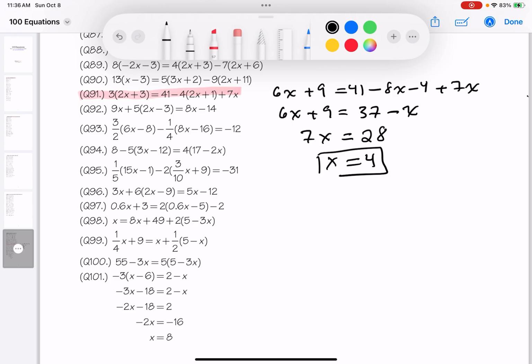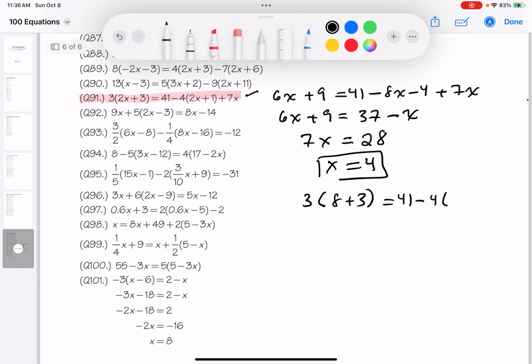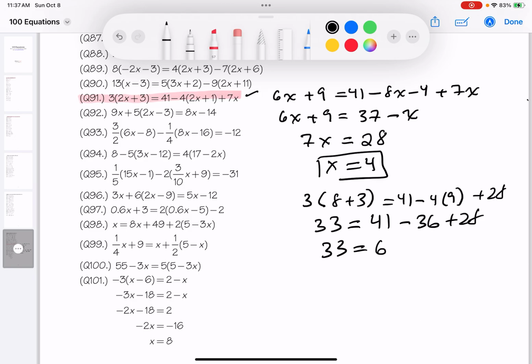I like that number. I'm not saying it's right, but I like the number. I'm going to check it. Let's see, 2 times 4 is 8 plus 3 equals 41 minus 4. And if x is 2, that's 8 plus 1, which is 9. That was pretty easy. And plus 7 times 4 is 28. Well, this is going to be 3 times 11, which is 33. You get 41 minus 36 plus 28, 33. I'm going to do 41 and 28, which is going to be 69 minus 36. And 69 minus 36 is going to be 33. It does work out beautifully. Right, that was a nice one to do. It was pretty easy to check, too.